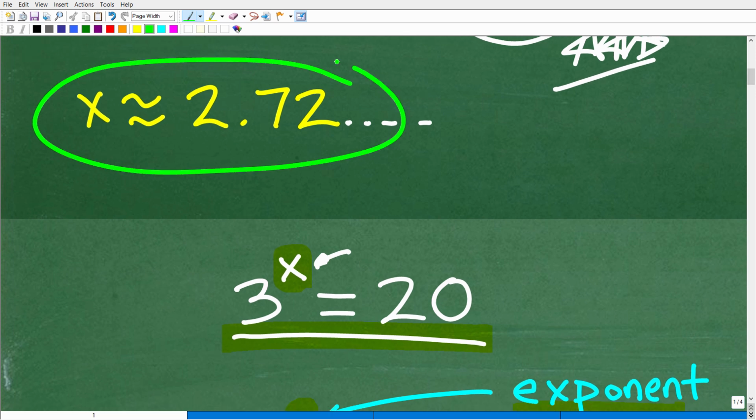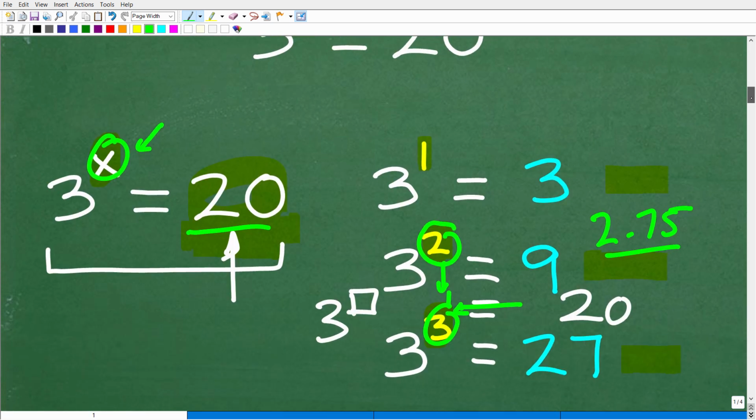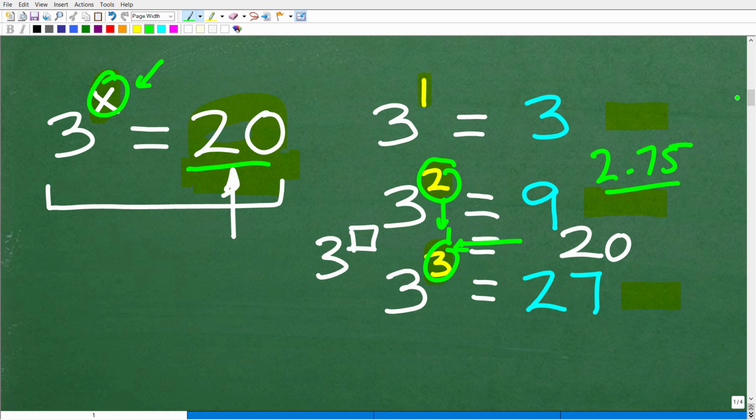Now, if you take a look at our answer, 2.72, it definitely makes sense. When we look at our little trial and error here, that certainly seems correct, and hopefully you can understand why. But what we don't want to do is just guess and check in order to solve a problem like this. Well, no, we don't want to do that. We want to be precise in our answer, and we're going to get into that right now.